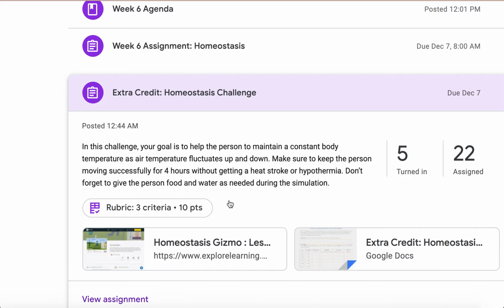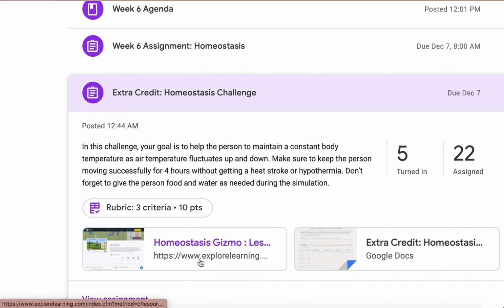This is also one of the biggest extra credit we have so far. The previous extra credits are only 5 points, but this one you can get up to 10 extra credit points. So in this challenge, your goal is to help the person maintain a constant body temperature as air temperature fluctuates up and down. Make sure to keep the person moving successfully for 4 hours without getting a heat stroke or hypothermia. Don't forget to give the person food and water as needed during the simulation.